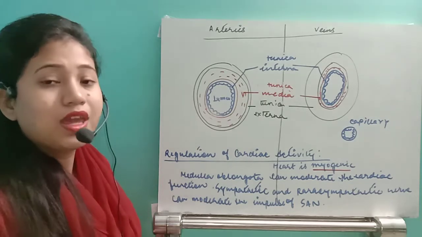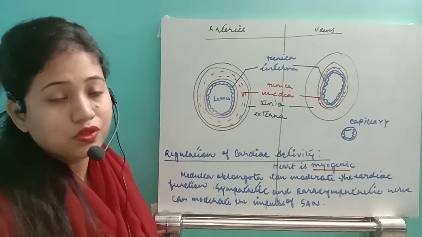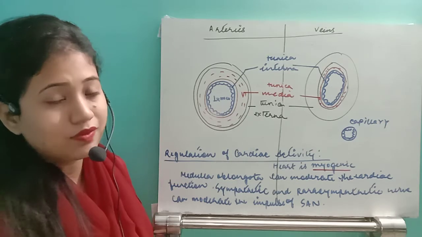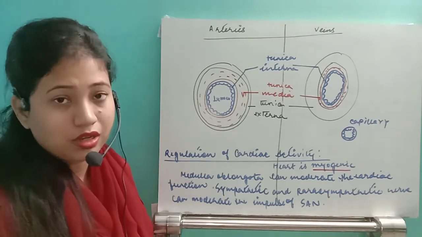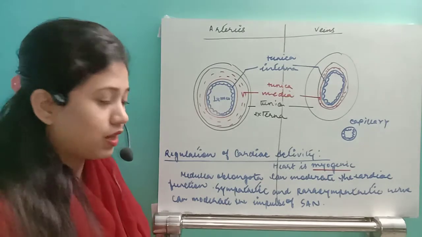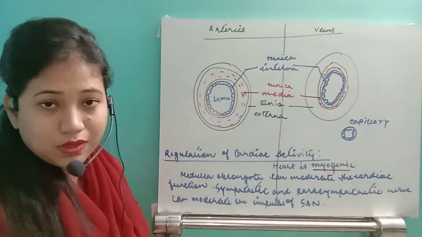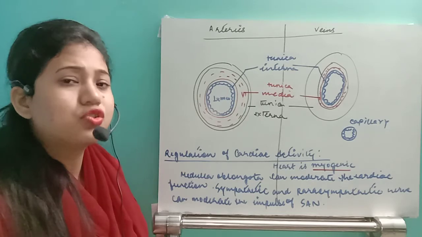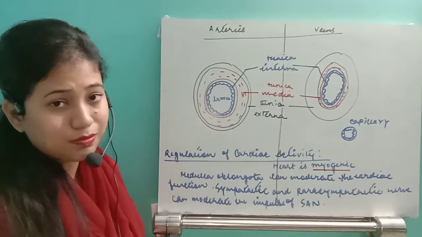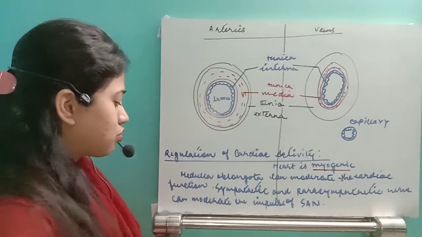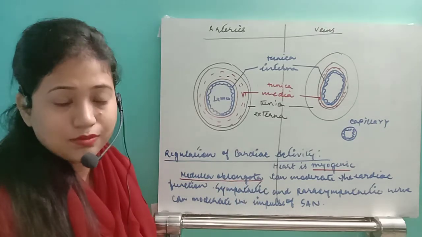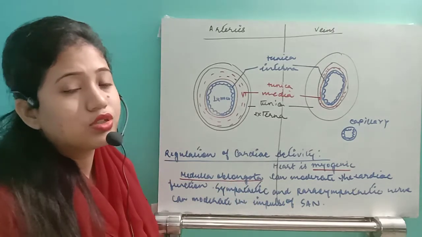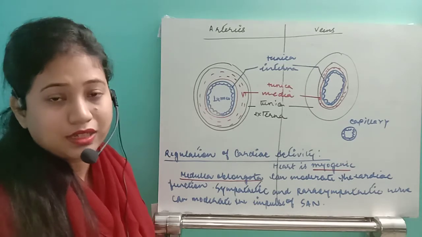Along with that, we also have a center in the brain which regulates cardiac activity, that is the medulla oblongata, which is present in the hindbrain. Now let us understand where this medulla oblongata is present. The medulla oblongata is present just above the spinal cord. This is the last part of the brain. This is called the medulla oblongata. We will see it in detail whenever we discuss the brain. So the medulla oblongata also controls the cardiac activity.